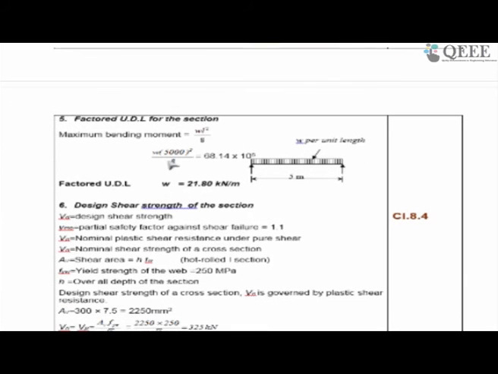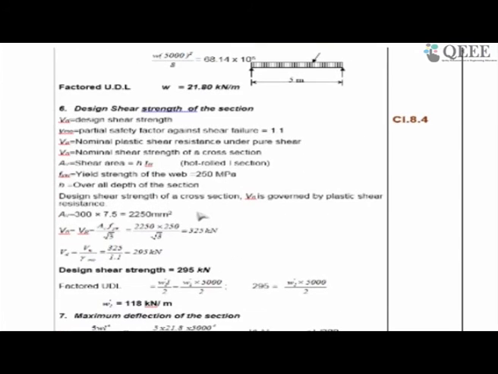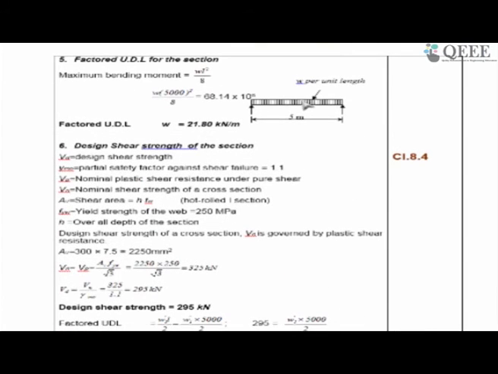Now the corresponding UDL it can take is of course 21.8 kN/m factored UDL, that is WL square by 8, compared with that. Now what is the shear it can take? If W is the UDL, it will be WL by 2. The shear capacity, because it's a hot rolled section, there is no question of web buckling here, so it will only yield. So yield capacity Vp is Av into Fy by root 3.